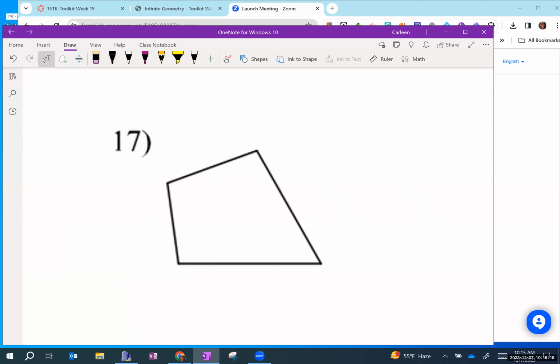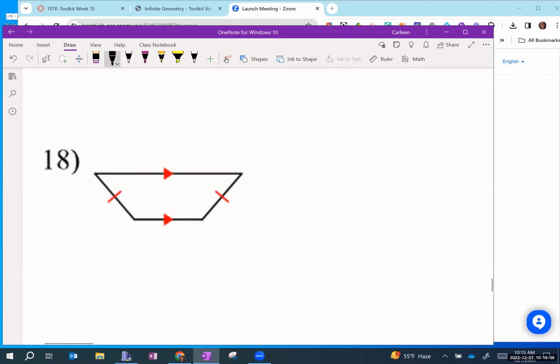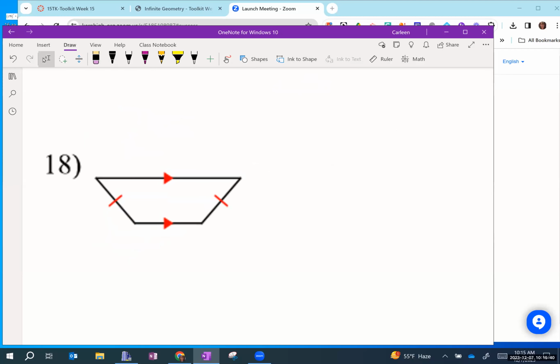Okay, next. I don't see anything congruent and I don't see anything parallel. What do we call it? Quadrilateral. All right. Next. What is the most specific?